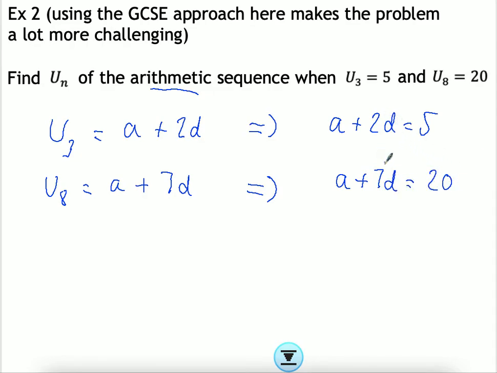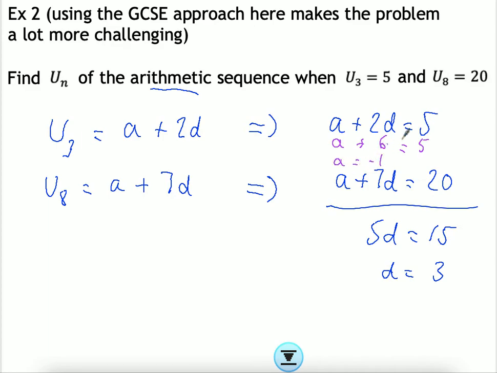Now hopefully you can recognise we actually have a pair of simultaneous equations here. So if we were to subtract those two from one another, we'd end up with 5d equals 15. So the difference is 3. Now we can substitute our value of d into either of these. I'm going to go for this term here. So that tells us that a is in fact negative 1.